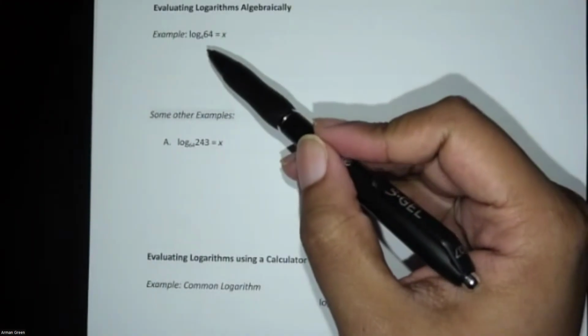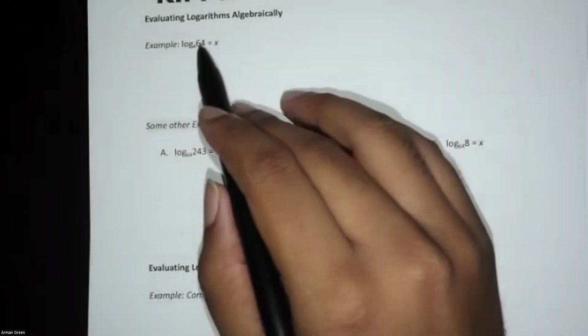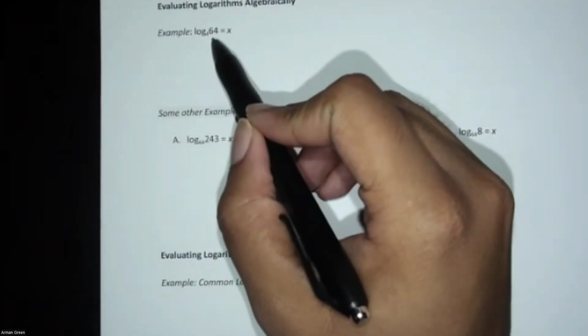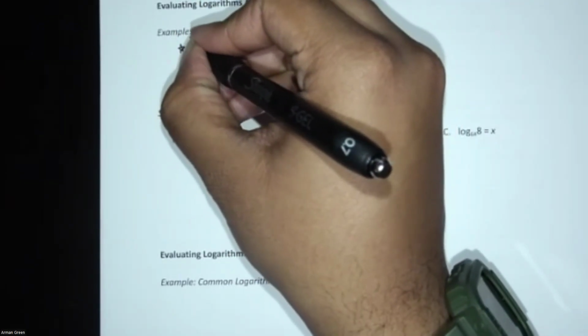So we have an example up here where it says you have the log base 4 of 64 is equal to x, and we're trying to figure out what is that number for x. Like, what is this value? If I want to figure out what x is equal to, what I would suggest first is to write this out in exponential form.